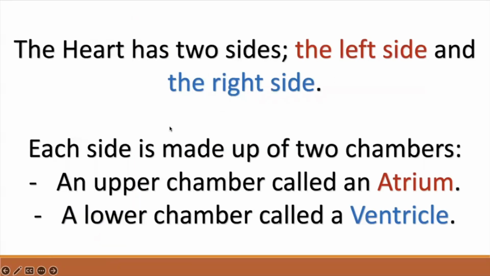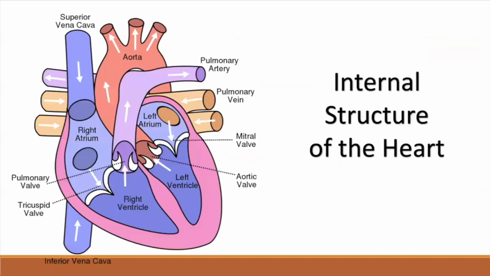Now, each side, the left and the right, is made up of two chambers. So there is an upper chamber called an atrium and a lower chamber called a ventricle. The upper chamber is called an atrium. The lower chamber is called a ventricle. So on your left side, there are two chambers. Let's go back to this diagram. There is the upper chamber there and the lower chamber here on the left side.